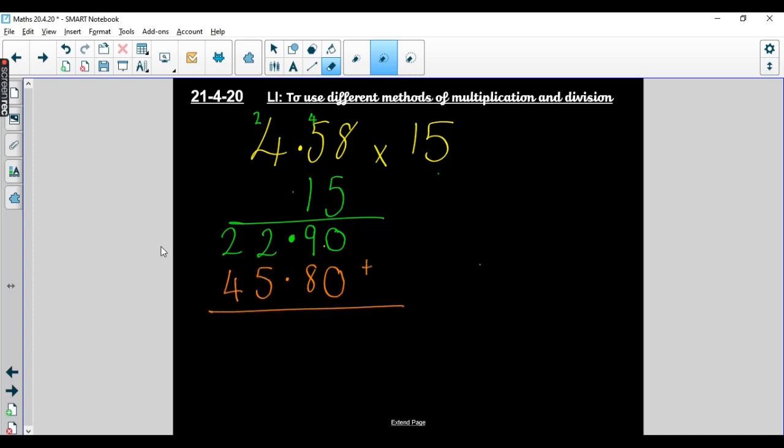Now I need to finish off by adding them together. So it would be 0, it would be 17. Decimal place does not move, of course. And then I would add them together, it gives me 8, and then 6. So 4.58 times 15 is 68.70. So it's just a recap. We've done quite a lot of these in the last couple of weeks, revising our multiplication skills.